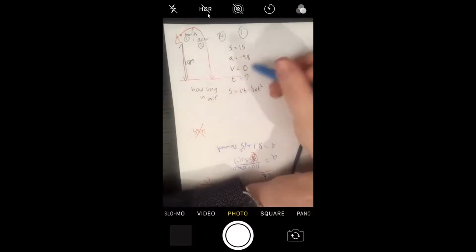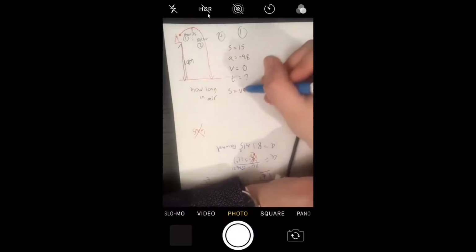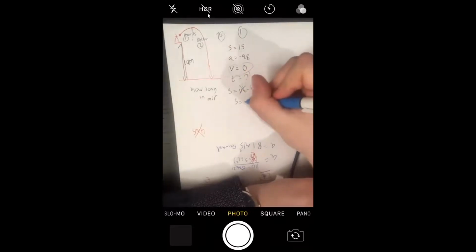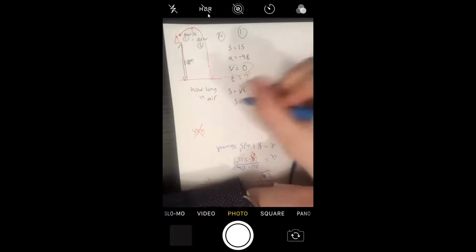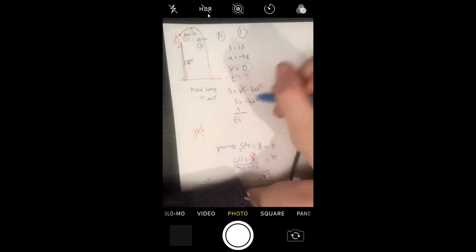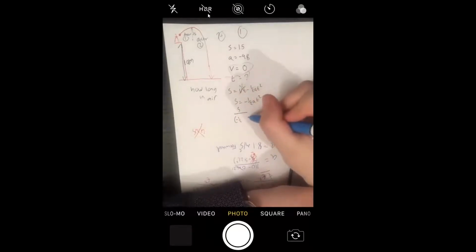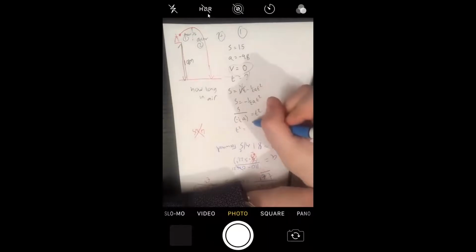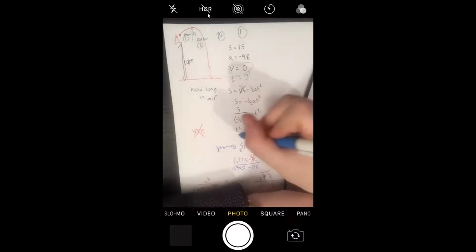Right, cool. Now, I'm just going to simplify this before I rearrange it. If I know V is 0, then I can cancel this out because 0 times T is 0. So that just gives me S equals negative half AT squared. Great, cool. So that means if I divide S by negative a half A, that will give me T squared. T squared is going to be S divided by negative a half times negative 9.8. That's how we cancel out the negatives.